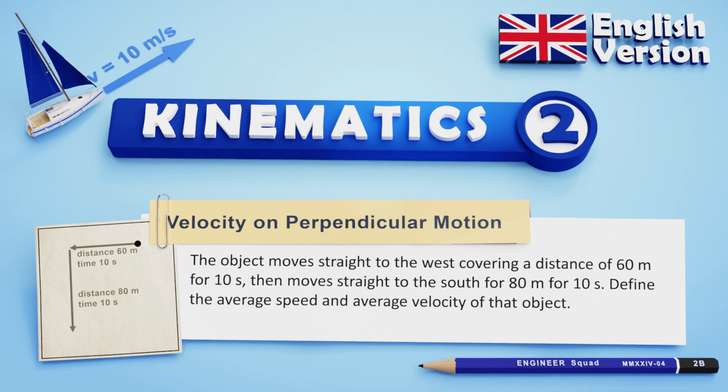An object moving straight west covers a distance of 60 meters in 10 seconds. It then moves straight south for 80 meters in 10 seconds. Calculate the average speed and average velocity of that object.